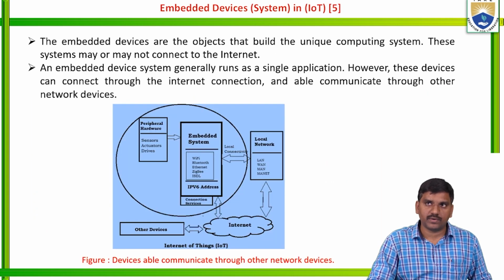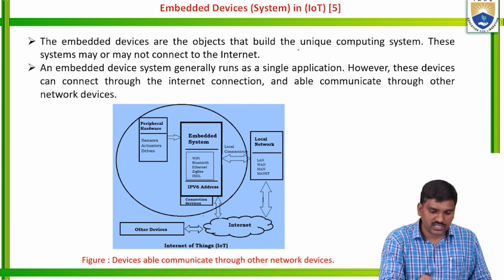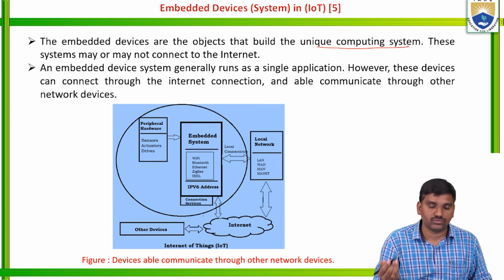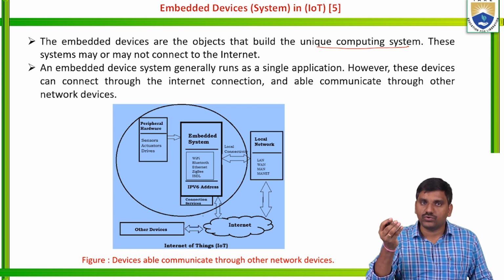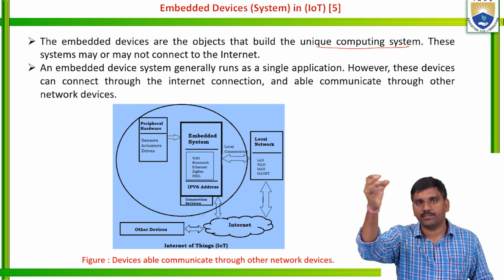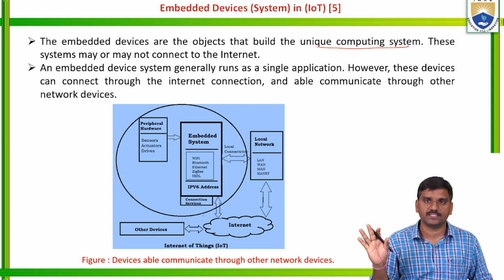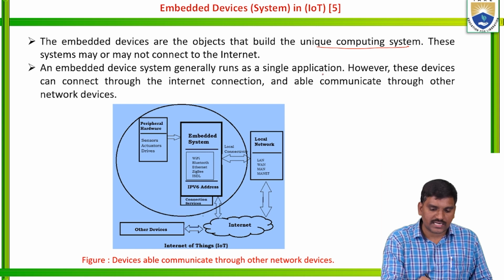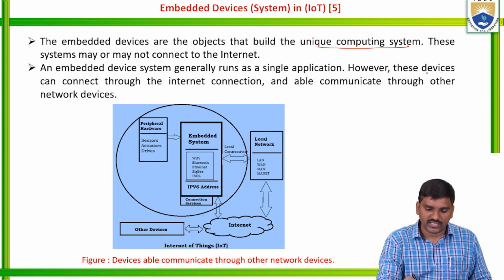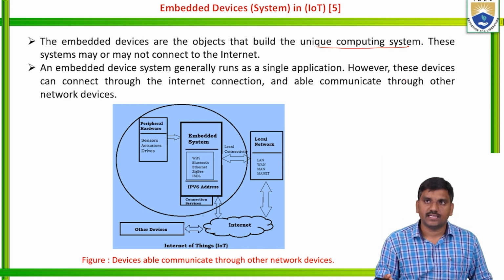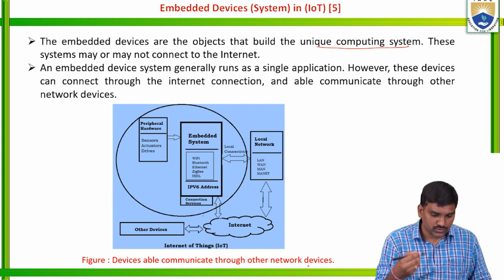So next, embedded devices. Embedded devices are objects that are built as unique computing systems. These systems may or may not connect to the internet. If you connect to the internet, then it can be converted into a smart device, that is, an IoT device. An embedded device system generally runs as a single application. However, these devices can connect through the internet and are able to communicate with other network devices by using the internet.